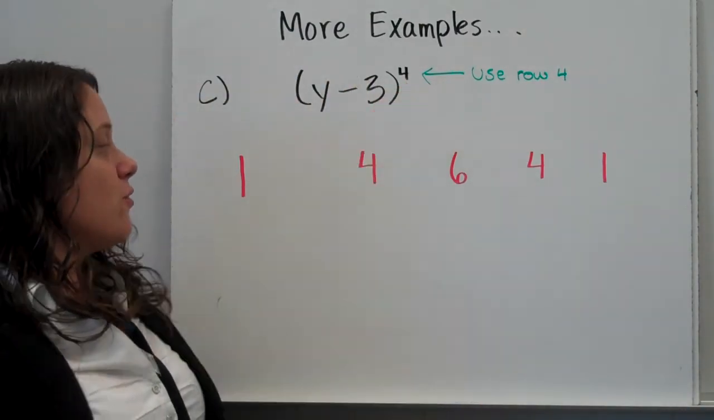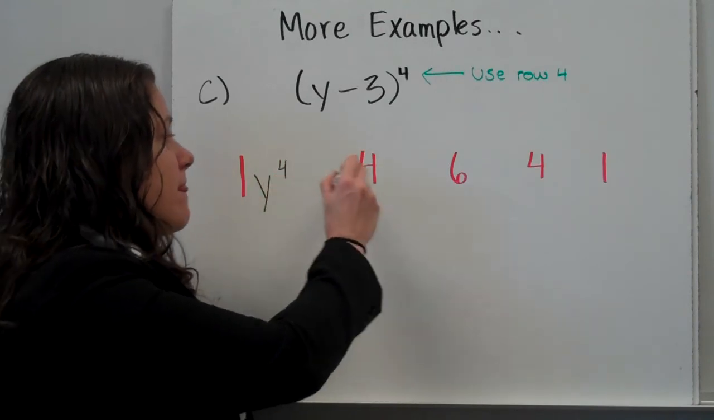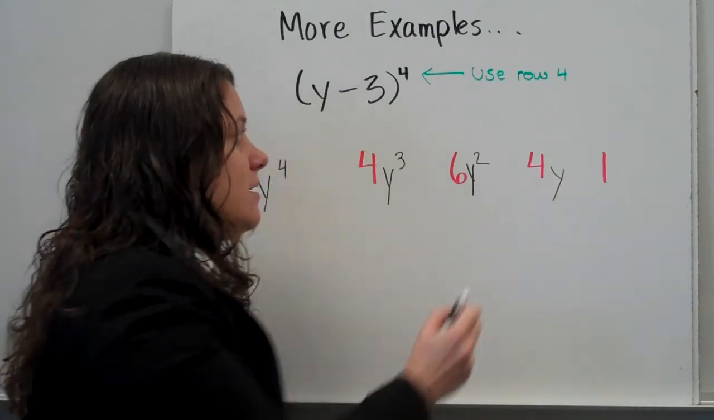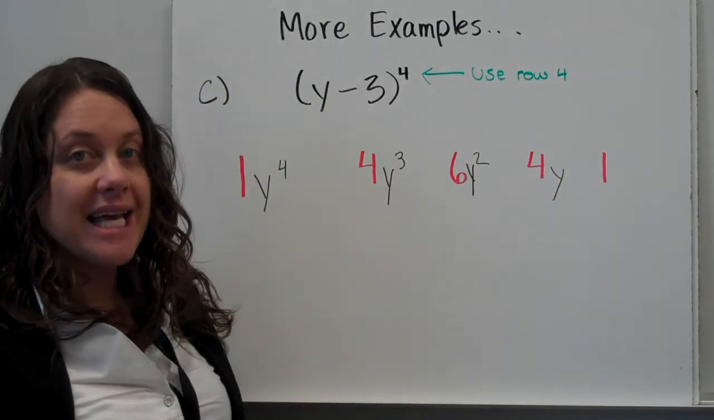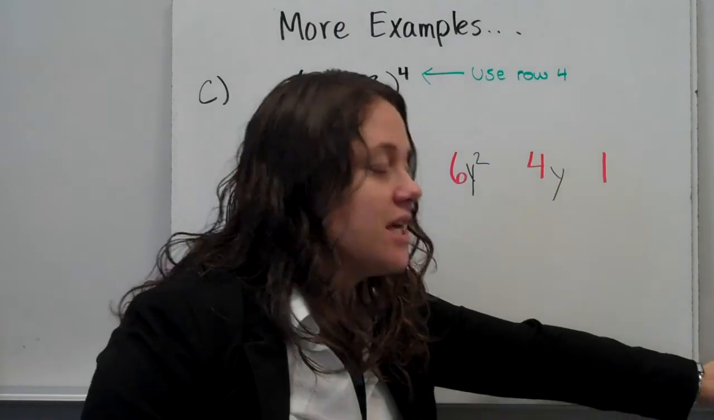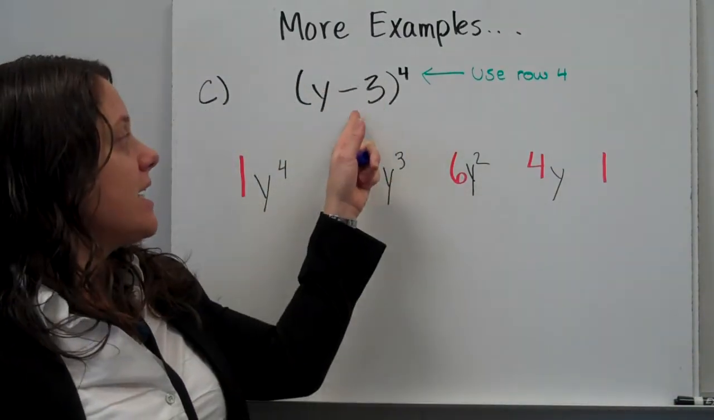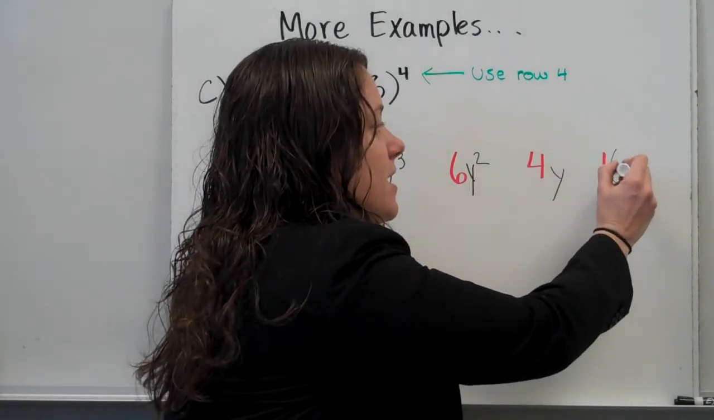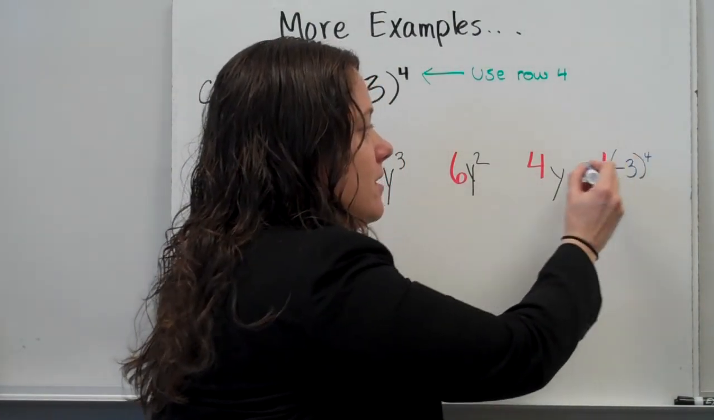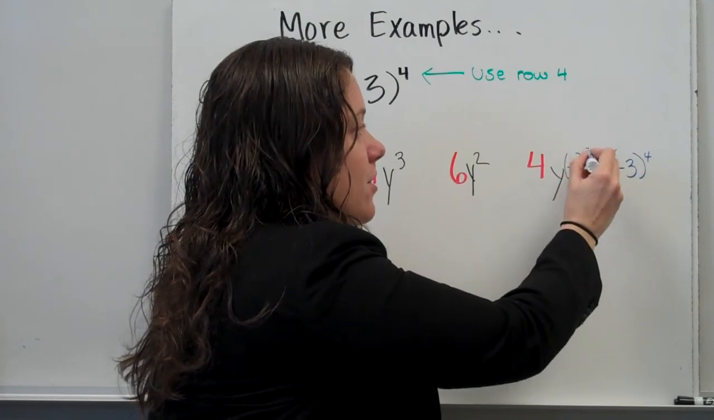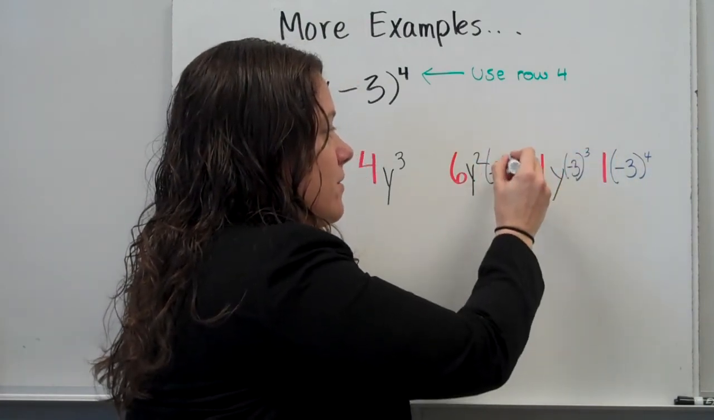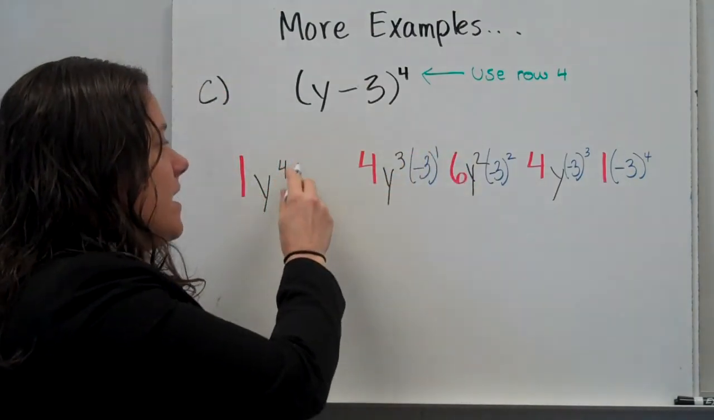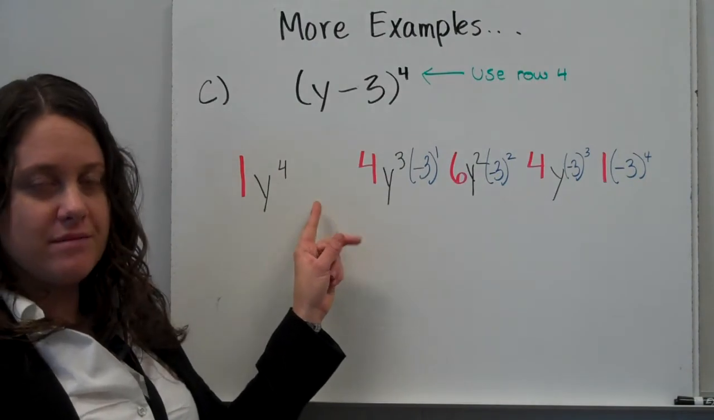Okay, so we know we start with the 4th, so it goes y to the 4th, y to the 3rd, y squared, y. Alright, now, I'm going to have to take the negative 3, so it's important that you remember that we have to take the negative. So I take negative 3, and I'm going to start with the 4th power. So I'm going to put it down here. I'm going to put negative 3 to the 4th power, negative 3 to the 3rd power, negative 3 squared, negative 3 to the 1st, and then here would be negative 3 to the 0 power, but in other words, that just turns to 1.